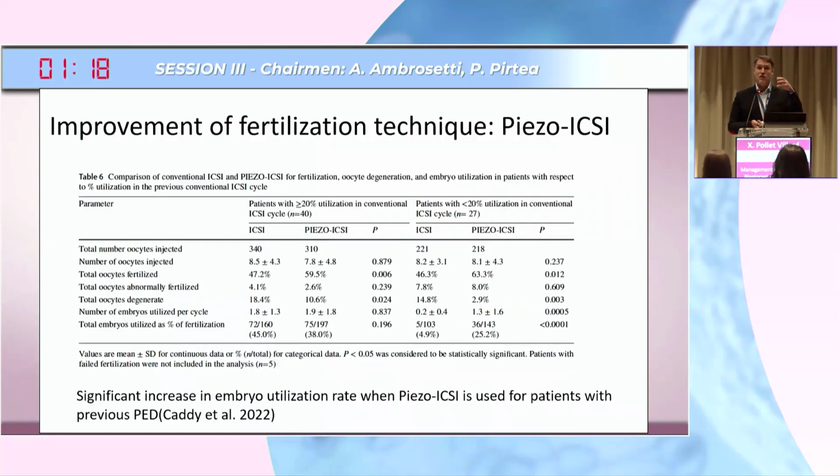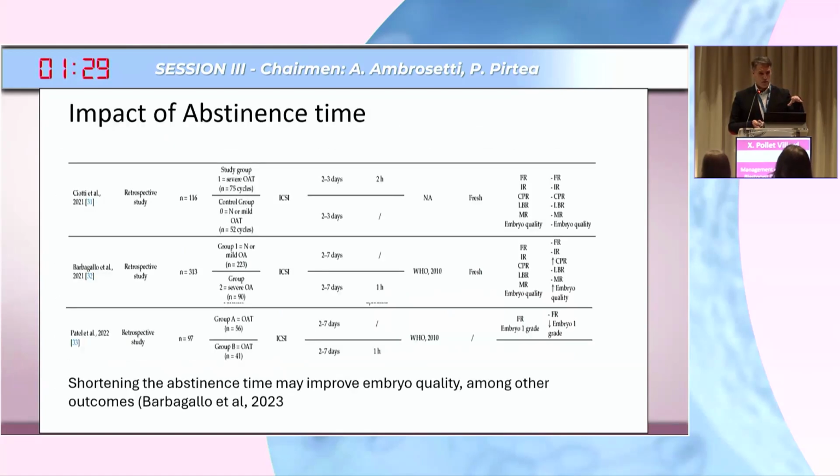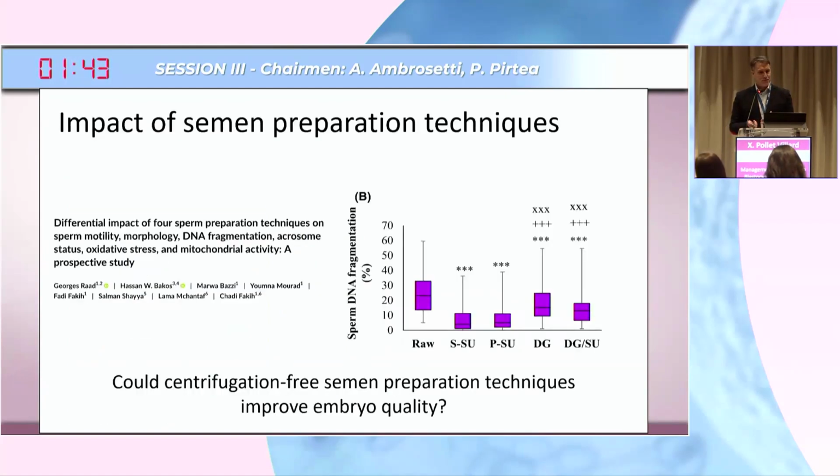Piezo ICSI, when you have poor embryo development, seems to also give you a better result in terms of embryo development. Calcium ionophore is a controversy. We don't know yet if it's useful. Abstinence time, shorter abstinence time seems to be useful for embryo quality. Testicular spermatozoa, and you've already talked about it, seems to be useful when you have previous ICSI failure.